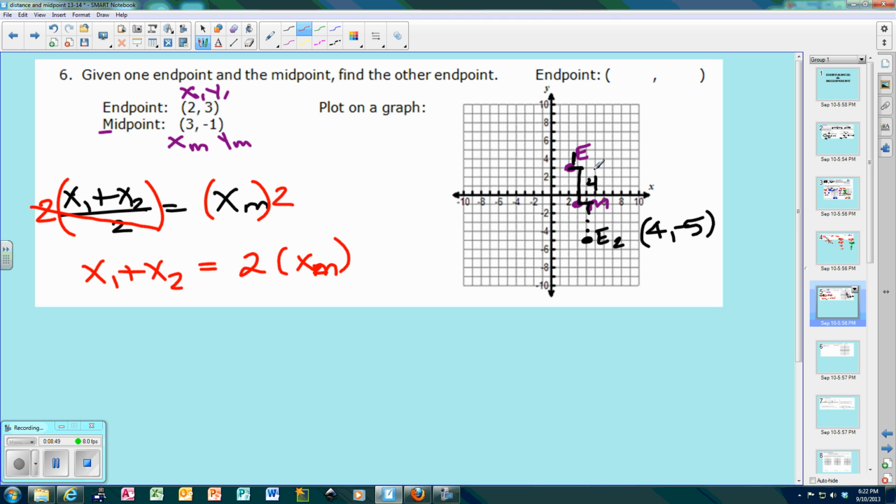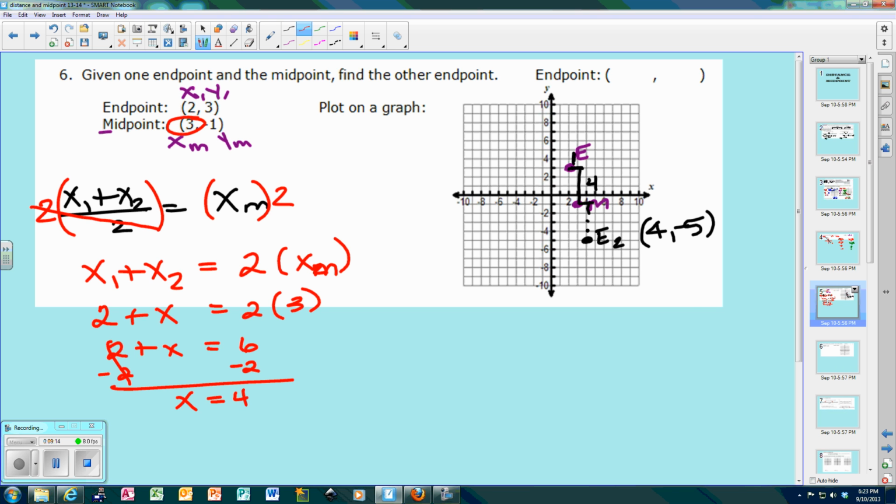So now I have this endpoint right here, 2, plus, I don't know this endpoint. I'm going to find out what it is, so I'm just going to call it x, equals 2 times the x that's in the middle, which is 3. So I get 2 plus x equals 6. And if I subtract 2 from both sides, I get that x is 4. Check. That's what we got.